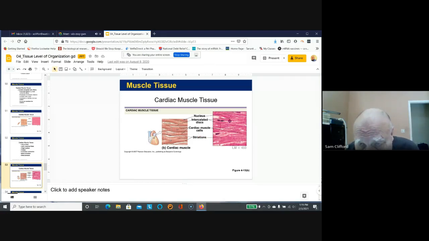In between these branch fibers are intercalated discs. That's a gap junction that allows electrical currents to flow throughout the heart to control and make the heart contract from top to bottom.